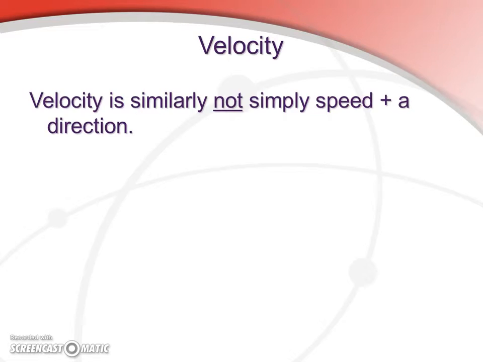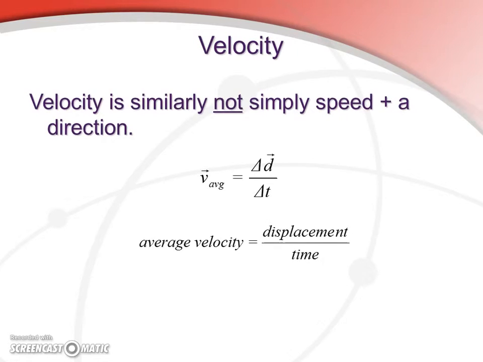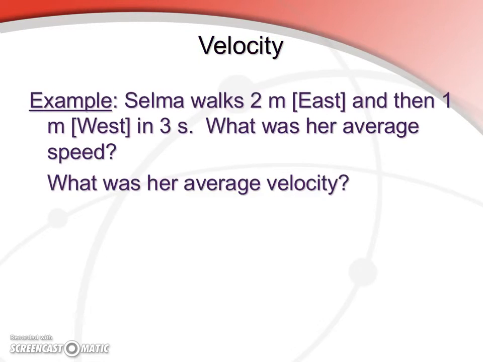Okay, so there's displacement in a nutshell. Very similar thing. Velocity isn't simply speed plus a direction. We're looking at this. Our average velocity is our displacement divided by our delta t, displacement over time. And so we can go back to Selma, right? And we can say, okay, she walked east 2 meters, she walked west 1 meter in 3 seconds. What was her average speed and what was her average velocity?